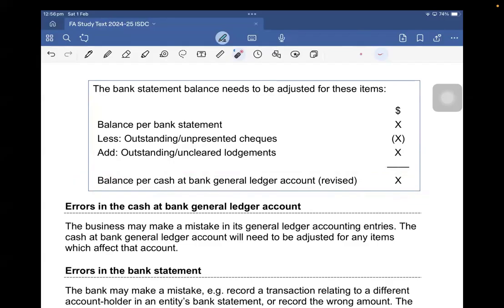When there is an outstanding unpresented check, your bank statement doesn't reflect it like the bank ledger does, because you have already deducted it from your bank ledger, but your bank statement is still high, so you're going to deduct it off. When there is an uncleared lodgement, that means you have deposited a check, the bank hasn't processed it, but your bank ledger already contains that amount. So you're going to add it to the bank statement in order to reach the balance of the bank ledger. Understood?